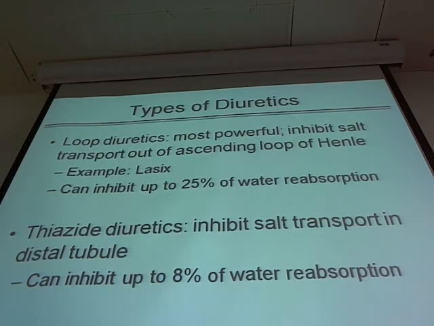Loop diuretics, most powerful, inhibit salt transport out of the ascending loop of Henle. What does that do? That makes the gradient osmosis inside the loop, so water stays. You don't have as much gradient for the descending loop of Henle to draw water out. So you're going to pee more. That is kind of the same thing that glucose does, except this just keeps the salt in.